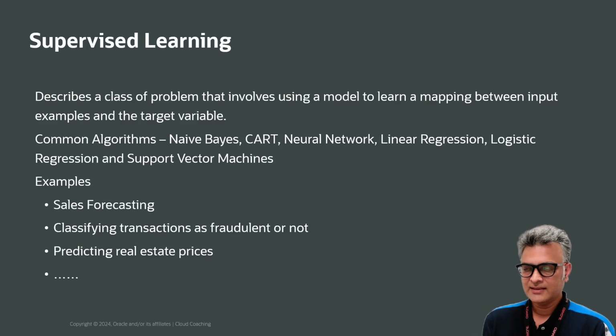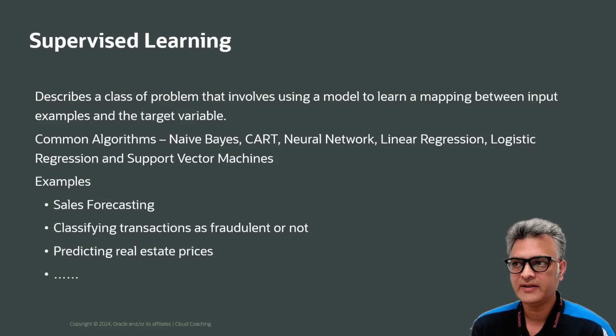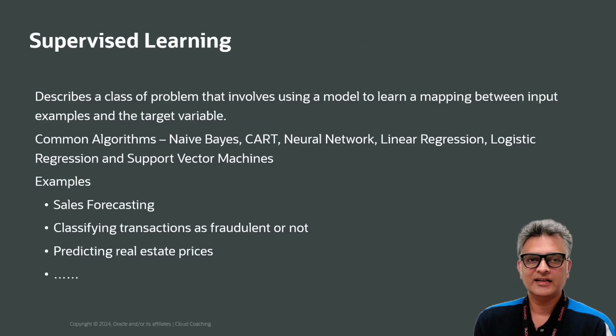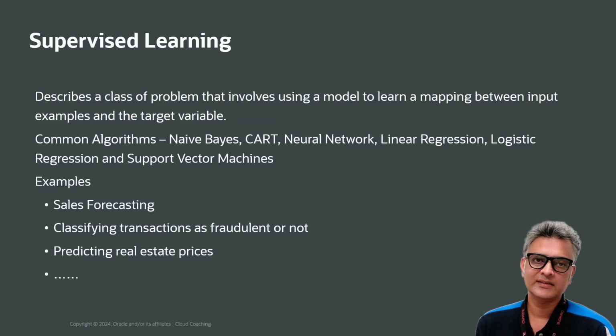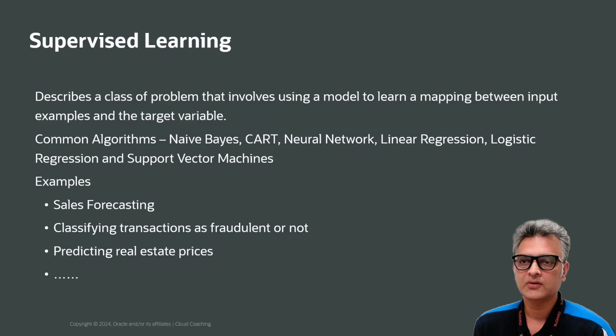Supervised learning describes a class of problems that involves using a machine learning model to learn a mapping or relationship between input examples and the target variable. The input would be what we call independent variables within a data set, and these independent variables would have a relationship with our target variable. Common algorithms used are naive Bayes, CART, neural network, linear regression, logistic regression, and support vector machines. Some examples of supervised learning would be sales forecasting, classifying transactions as fraudulent or not, and predicting real estate prices.